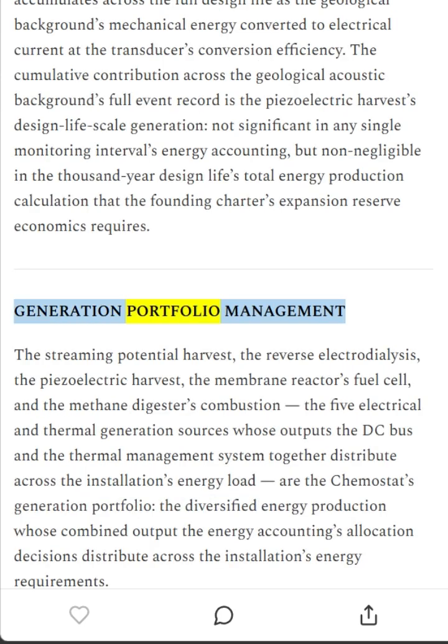Generation portfolio management. The streaming potential harvest, the reverse electrodialysis, the piezoelectric harvest, the membrane reactor's fuel cell, and the methane digester's combustion, the 5 electrical and thermal generation sources whose outputs the DC bus and the thermal management system together distribute across the installation's energy load, are the chemostat's generation portfolio. The diversified energy production, whose combined output the energy accounting's allocation decisions distribute across the installation's energy requirements.